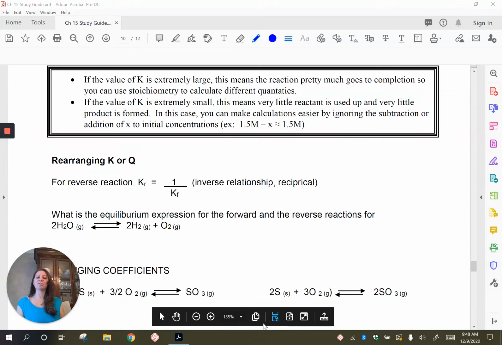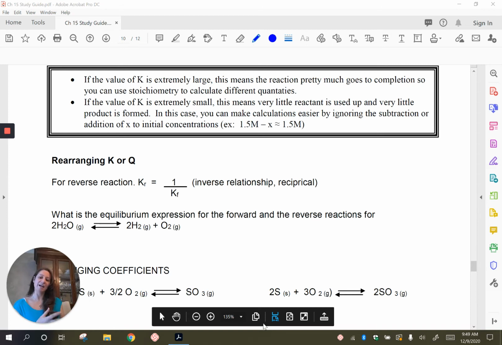Hey guys, we're continuing chapter 15, which talks about equilibrium. And I want to talk about the value of the equilibrium constant and what it means. So remember that it is the ratio of products to reactants raised to the power of their coefficients, whether it's Kp or Kc. And so it kind of gives us insight as to, at equilibrium, do you have mostly products?